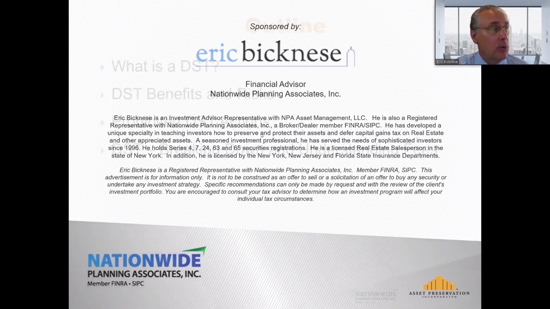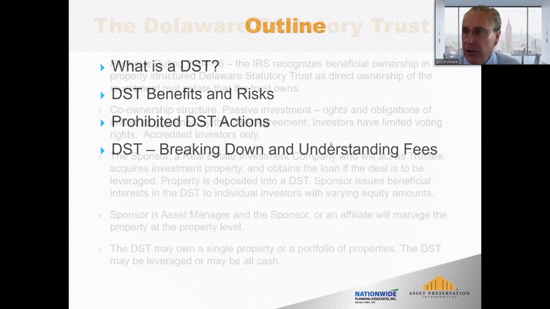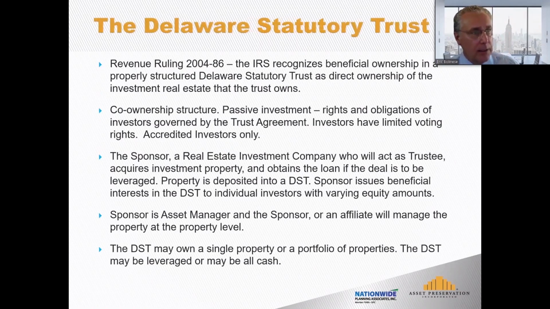So the first thing I'll do is a little background on the DST just for a minute for those that may not be familiar, some of the risks and benefits, and then we're going to get into the fees. So essentially, the Delaware Statutory Trust is a co-ownership structure. It's a passive investment. The IRS recognizes this. Revenue Ruling 2004-86 recognizes the beneficial ownership in a DST as ownership of the real estate that the DST owns for the purposes of the 1031 exchange. So it's black and white in the tax code. If you invest in a properly structured DST, you will defer your taxes.